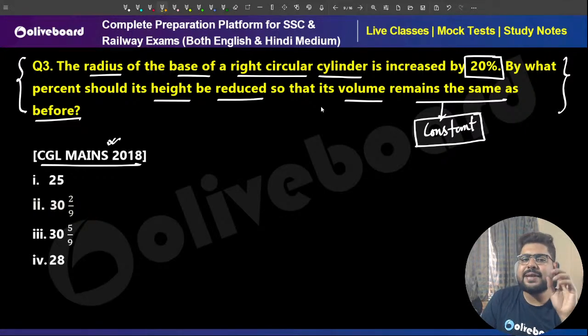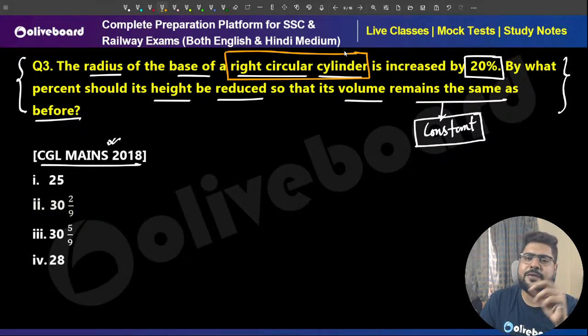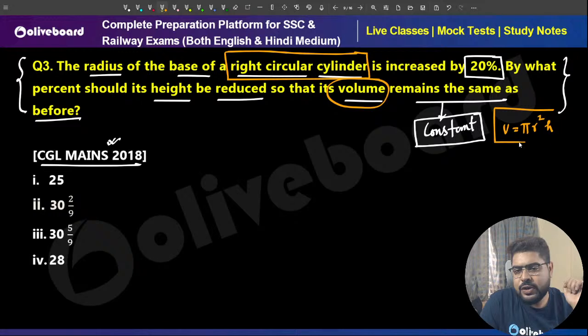Now, a very quick understanding. Here the best option: we are talking about a right circular cylinder, but in this particular method that I am going to discuss, we will discuss the ratio method. You need to learn at least the basics of the formula. They are asking us to compare the volumes. For a right circular cylinder, the volume formula is pi r square h, where r is the radius and h is the height.